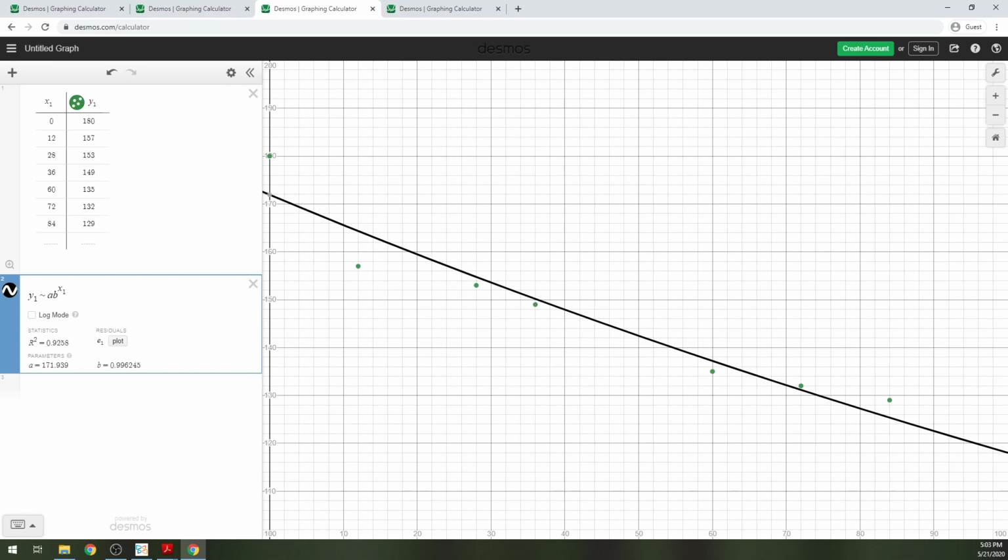R squared is a little bit lower this time. It's not quite as high, which makes sense because this is actual historical data. But still, it's very usable for us. We have an a value of 171.939, which is pretty close to 180, which makes sense for us, although that is the one point that is most out of place. And then b is going to be 0.996. All right, so let's record that.